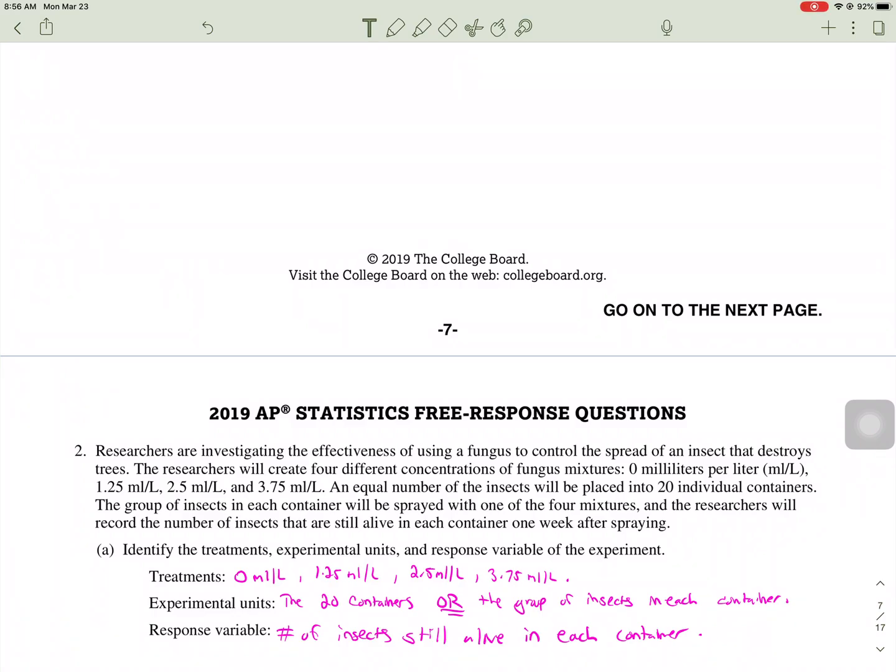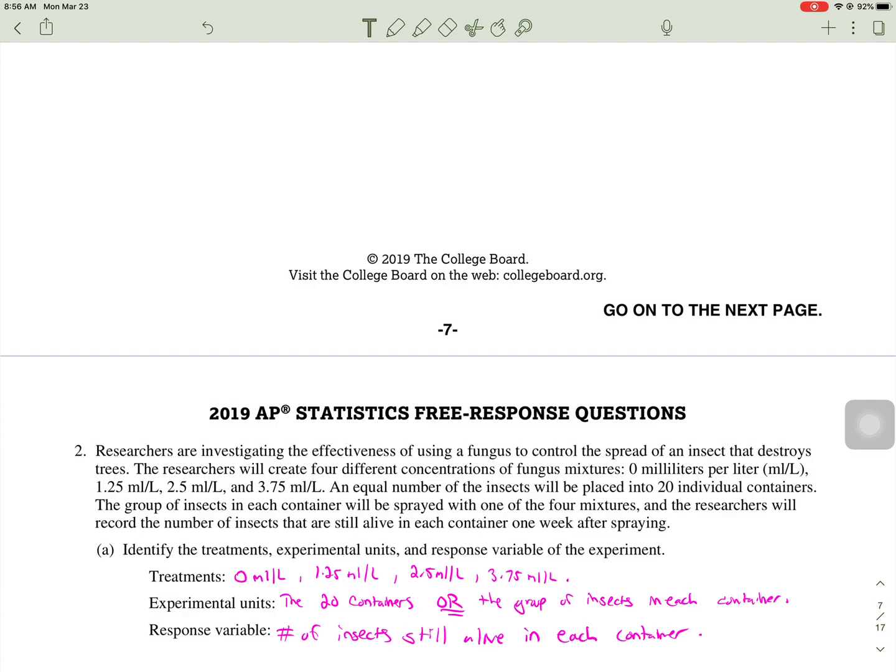All right, question 2 for the 2019 AP free response. It says researchers are investigating the effectiveness of using a fungus to control the spread of an insect that destroys trees. The researchers will create 4 different concentrations of fungus mixtures: 0 milliliters per liter, 1.25, 2.5, and 3.75. An equal number of the insects will be placed into 20 individual containers. The groups of insects in each container will be sprayed with one of the 4 mixtures, and then the researchers will record the number of insects that are still alive in each container 1 week after spraying.